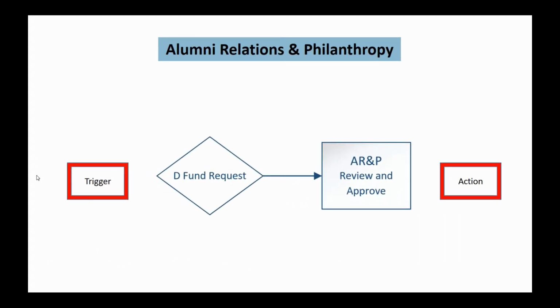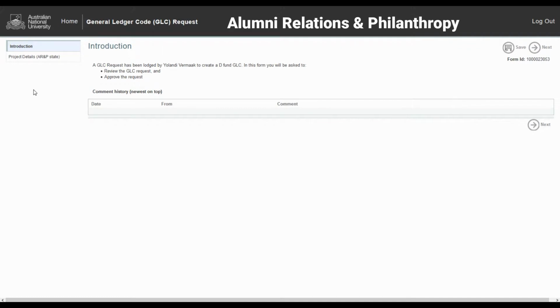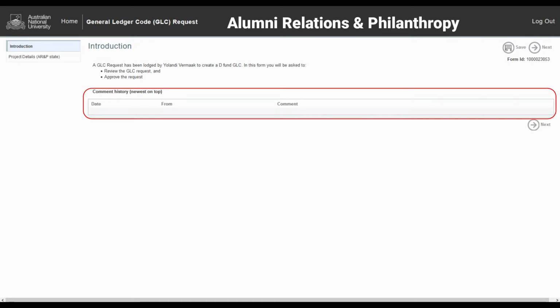All requests for philanthropic income or D funds will be assigned to Advancement Services in the Alumni Relations and Philanthropy unit to review and action. We'll now look at the e-form from the perspective of Alumni Relations and Philanthropy. The introduction page gives you an overview of what you are required to do in this state of the e-form. You will also see the comment history, if applicable, here.